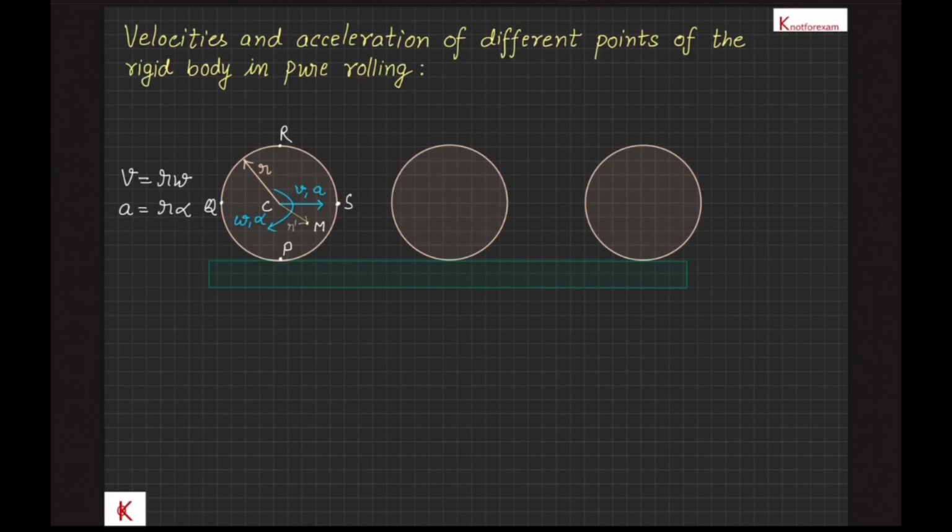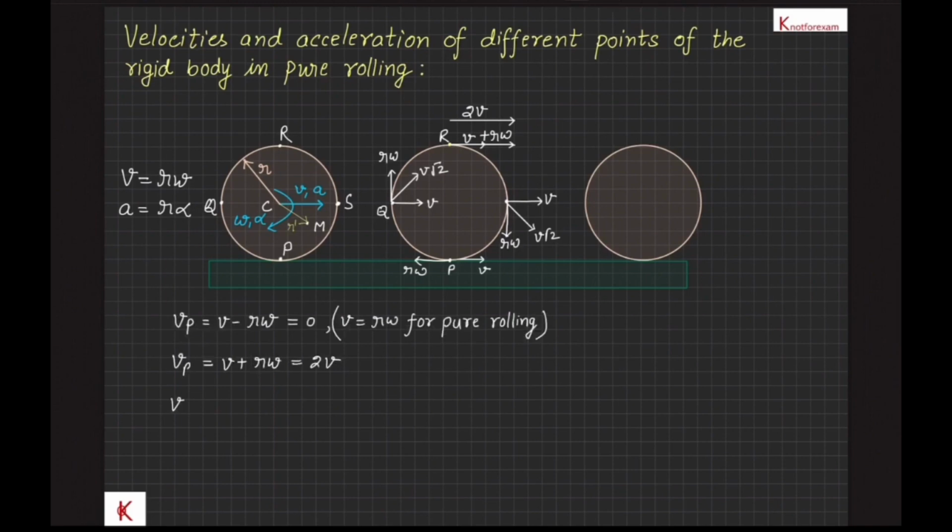Now we can see from vector addition that velocity of point R is v plus r omega, that is 2v, and velocity of point Q and S have magnitude v root 2. Also we can easily find velocity of any other point by vector addition.